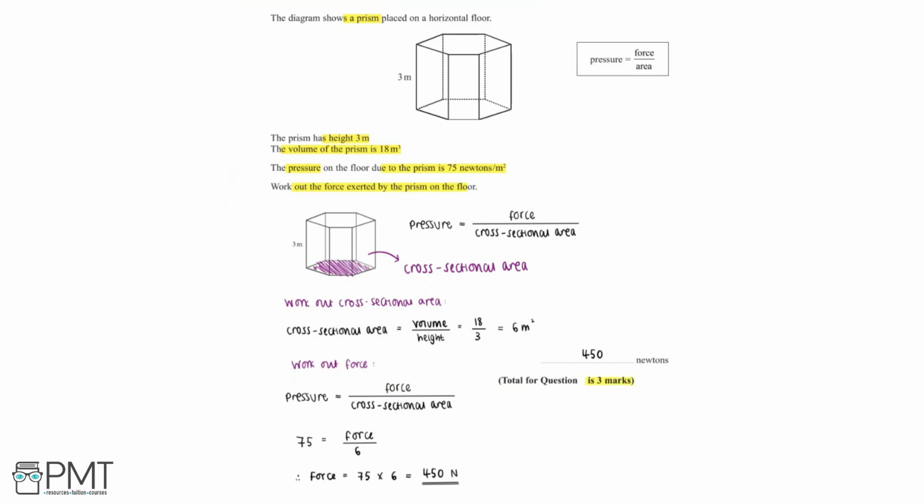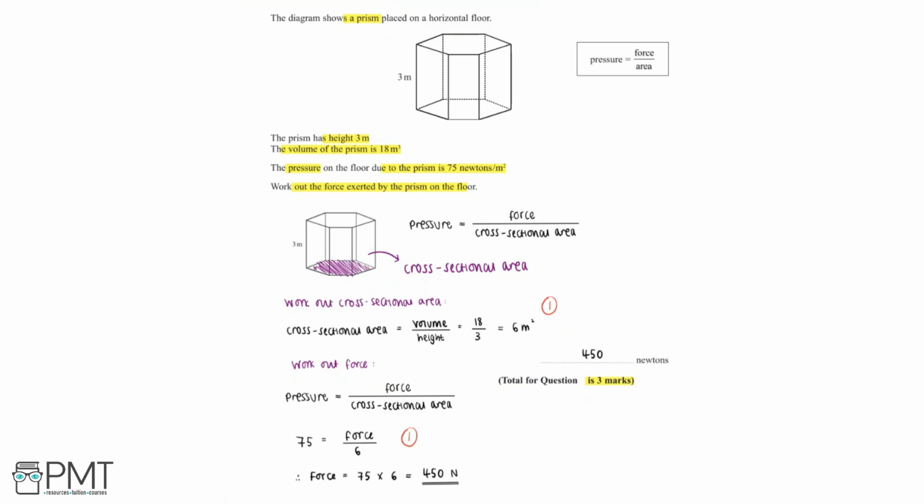Now this question is worth 3 marks. We get the first mark for finding that the cross-sectional area of the prism is equal to 6 meters squared. We get the second mark for substituting these values into our formula and for saying that 75 is equal to the force divided by 6.